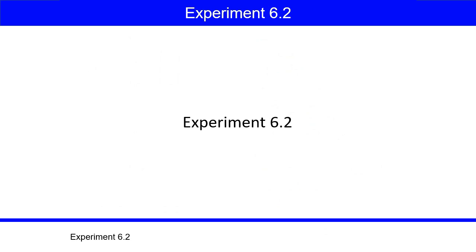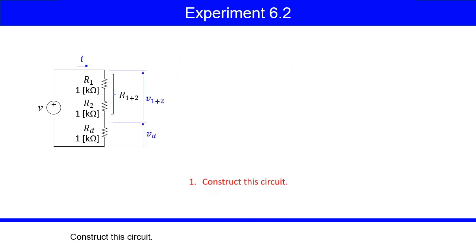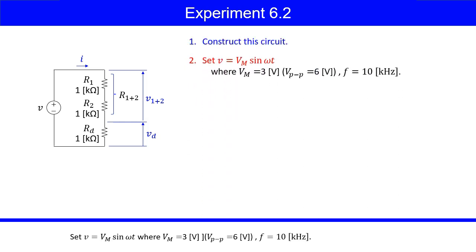Experiment 6.2. Construct this circuit. Set V equals Vm sin omega t, where Vm equals 3 volts, and f equals 10 kHz.